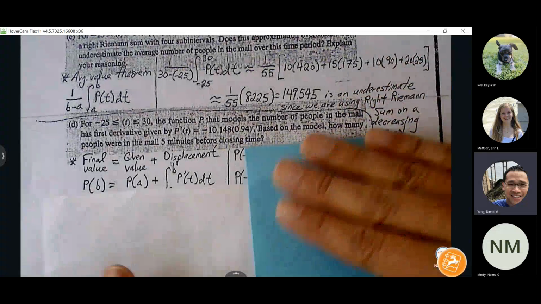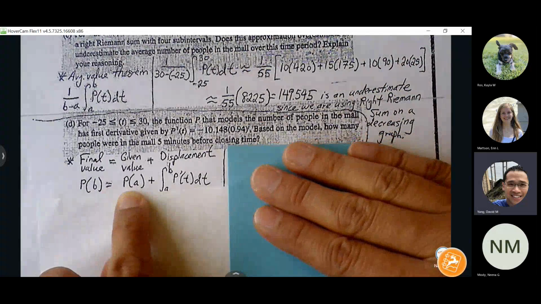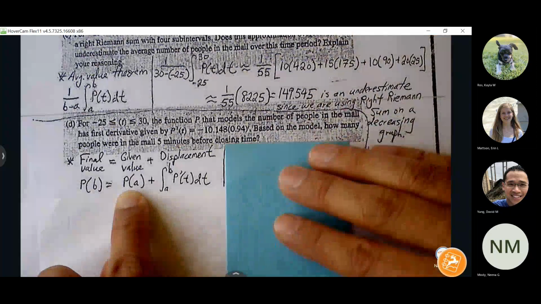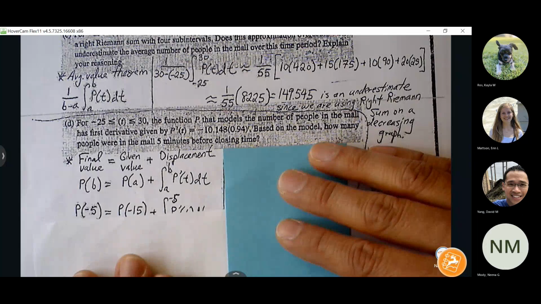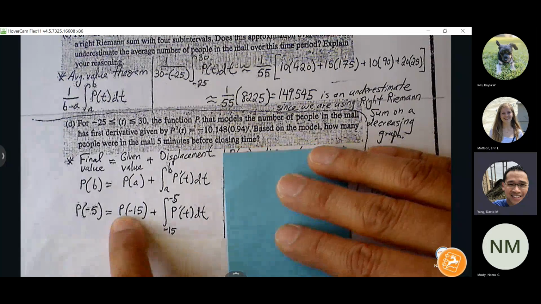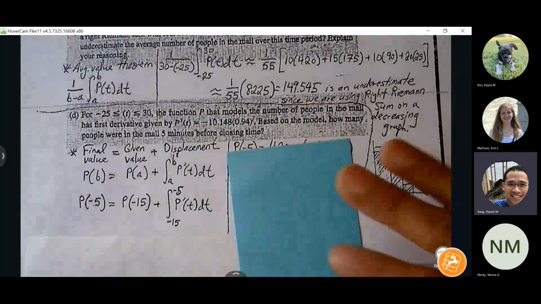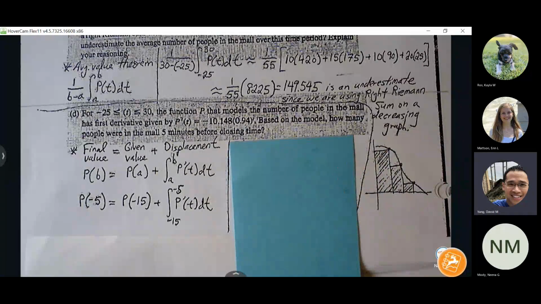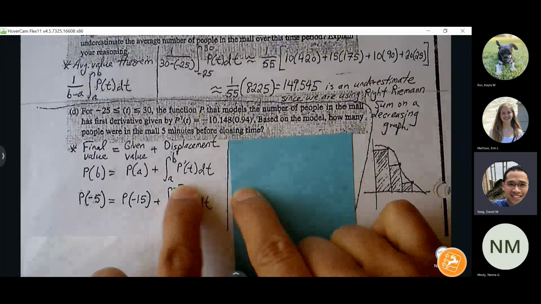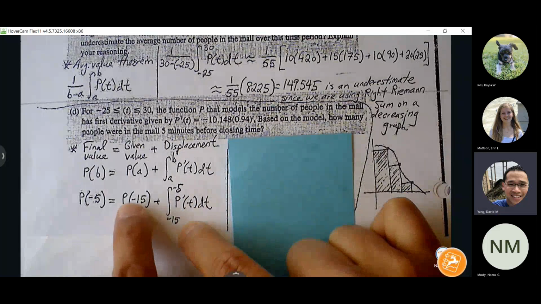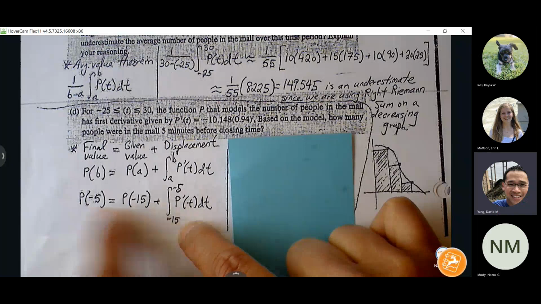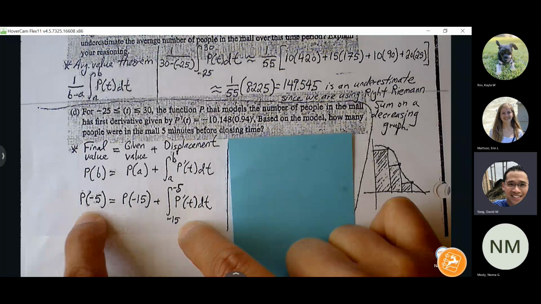So I'll choose the closest value to my goal. My closest value is 15 minutes before closing. I know that there's 420 people 15 minutes before closing, and I just have to figure out the change in number of people in that 10 minutes from 15 to 5 minutes. And that will tell me. If I can figure out how many people have left in that time period, and I add it to the people who are still remaining in the building, we can figure out how many people are left 5 minutes before closing.